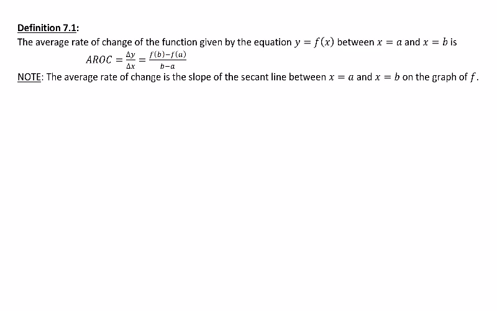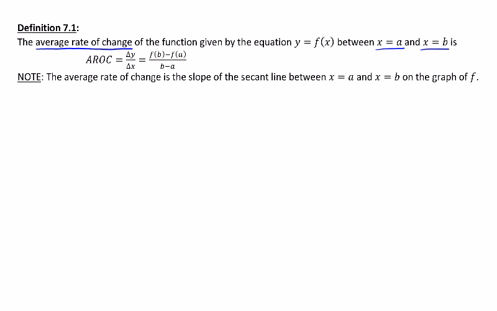Definition 7.1 is going to define for us the average rate of change. And the average rate of change is always describing a particular function, and we're always describing the average rate of change between two particular x values or two particular points that are on that function. So the definition here says we'll call the first x a, the second x will be b, and really all the average rate of change is a slope calculation.